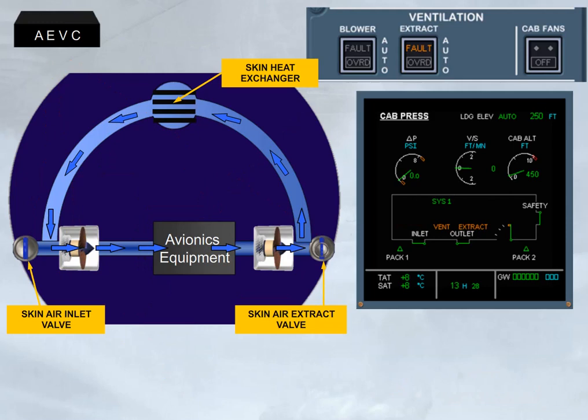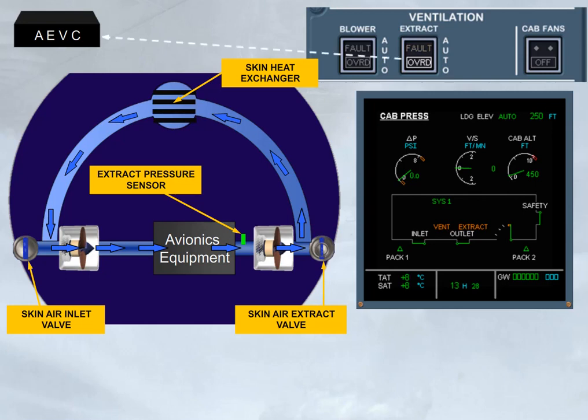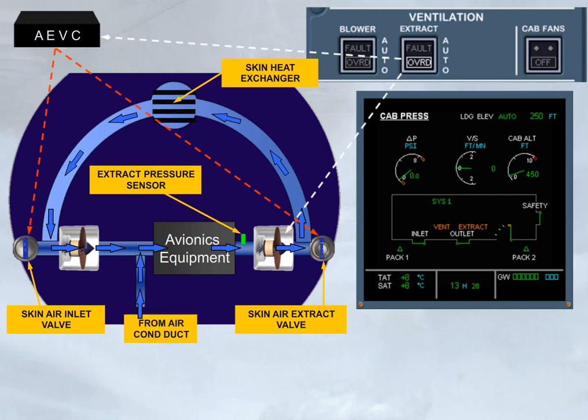A fault light comes on the related push-button switch in case of an extraction flow problem. Setting that push-button switch to override allows the ventilation system to be reconfigured by activating the closed circuit configuration, by transferring the control of the extract fan to the push-button switch, and by adding air from air conditioning duct through an air conditioning inlet valve.